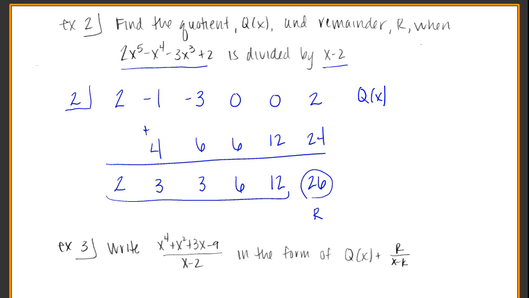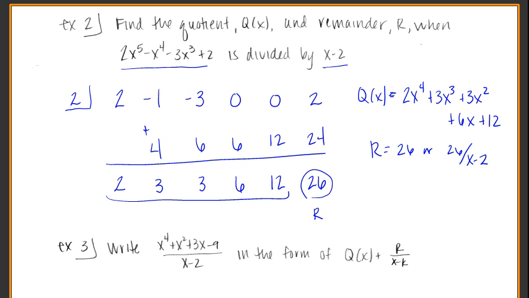To figure out the degree of the quotient, it's always going to be 1 less. We went through this process one time, so it's going to knock it from a 5th power to a 4th power. So it'll be 2x to the 4th plus 3x cubed plus 3x squared plus 6x, plus 12. And our remainder is 26, or 26 over x minus 2.